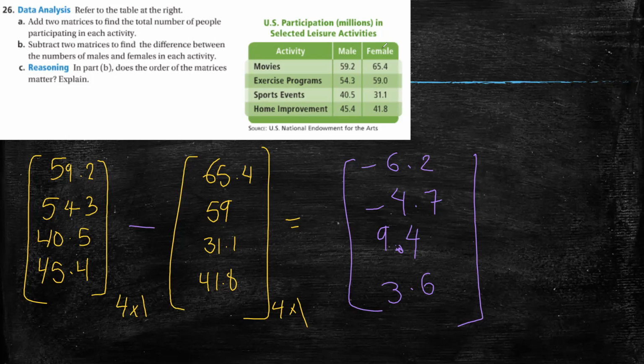C. In part B, does the order of the matrices matter? Does it matter if you say females minus males or males minus females? Yes, it matters. Why? Because subtraction is not commutative. Only addition is, or only adding two matrices. If you change the order, it doesn't matter for you.